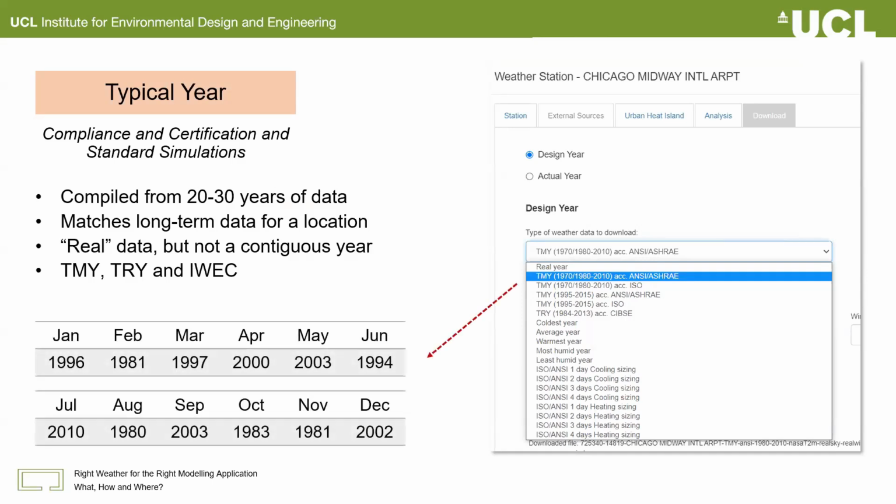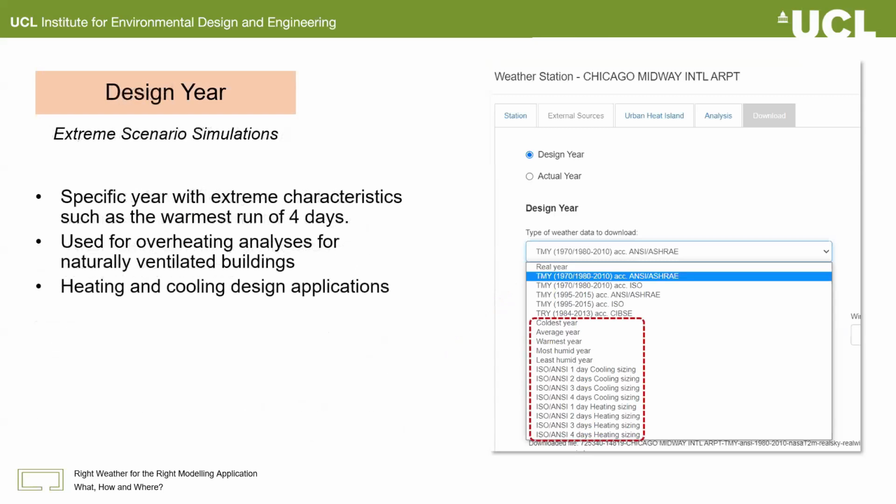TMY files contain data comprising multiple years, such as for this Chicago TMY file, we have some months from the 1980s and some as recent as 2010. Design years usually contain a specific year of weather data that has some extreme characteristic associated with it. These design years are used for cooling sizing. Might be years where there was a strong heat wave with a warmest run of 4 days, or it's an overall warmest year. One of the applications of design year data is for overheating analysis for naturally ventilated buildings.